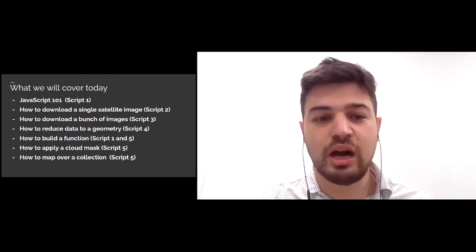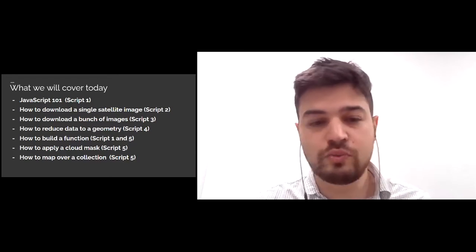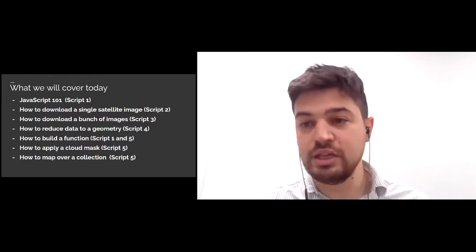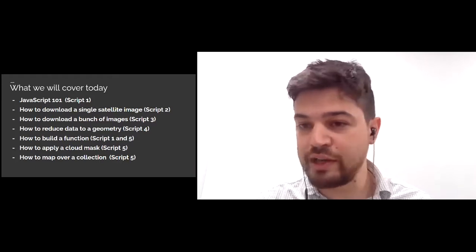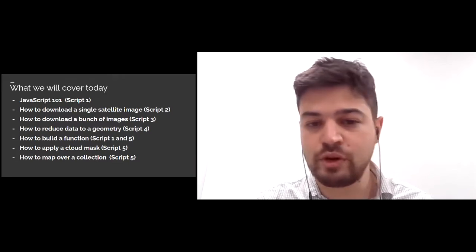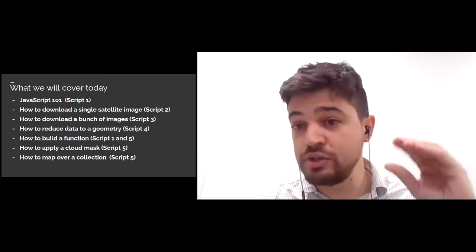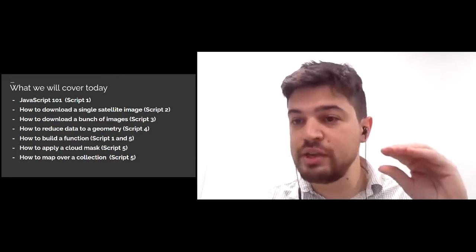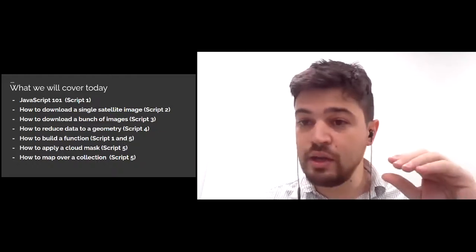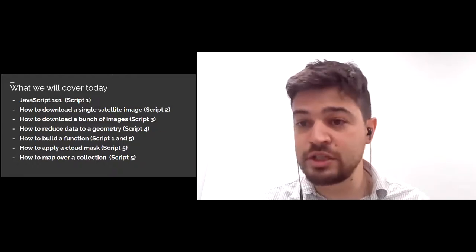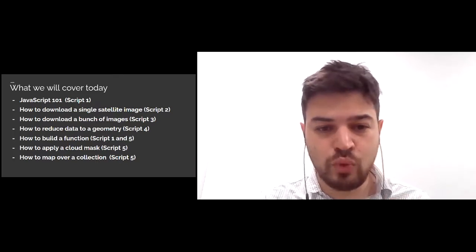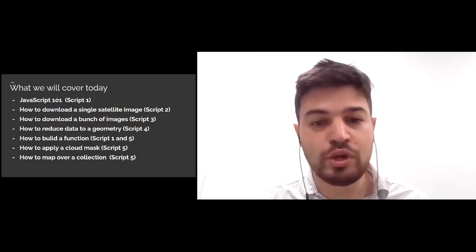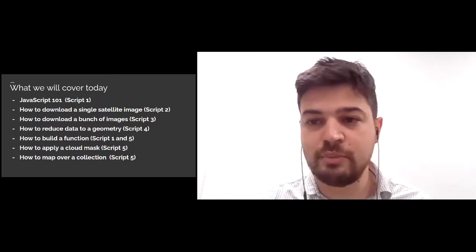So this is how we're going to try to tackle how to apply a cloud mask in the image in Google Earth Engine. And last one, how to map over a collection. What mapping over a collection means is to take a function that we have. For example, we have one function for calculating NDVI, and now we have a collection of 100 images, and I want to calculate NDVI for those 100 images. With one really simple argument, we can run an analysis really fast, in a matter of seconds.